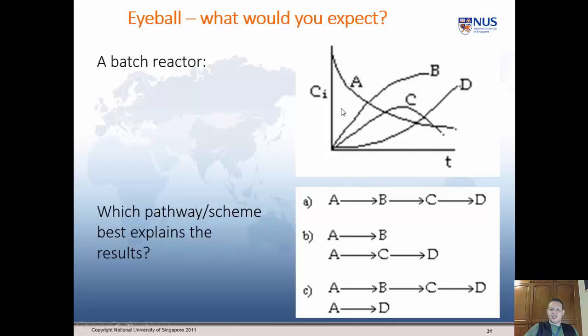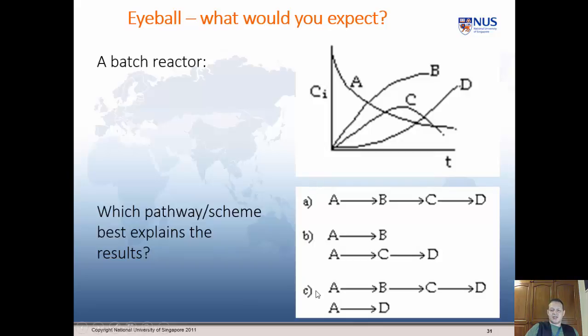So these are your concentrations of your 4 species, A, B, C, and D, with time. They're just sketched out. There's nothing magic about this. Now, which pathway, A, B, or C, best describes what we think we've got? Think about what you would expect. A going to B, going to C, going to D. You'd expect A to fall, B to rise and then fall, C to rise and then fall, and then D to rise. That's not what we've got there, so it's not A.